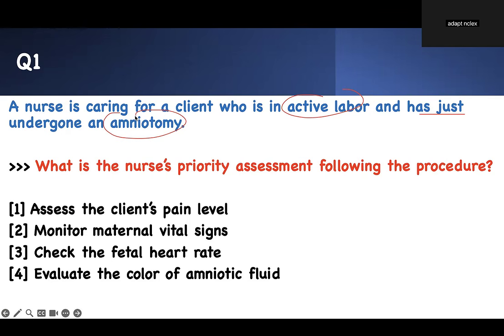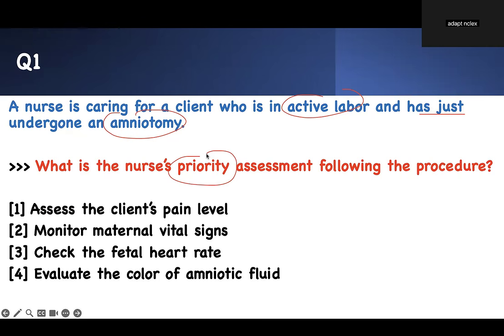What is the problem? Amniotomy is when you cannot spontaneously rupture your membrane, so the doctor will do it for you. The doctor basically broke your water, broke the membrane, and the amniotic fluid came out. What is your nurse priority action? This is the same as somebody who has spontaneous rupture of membranes. What do you think should be your priority in this situation?